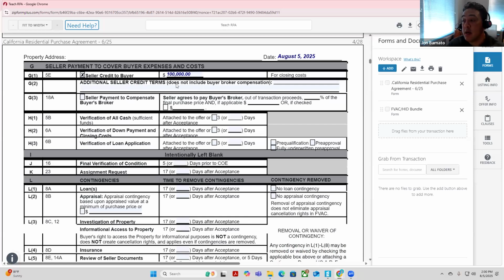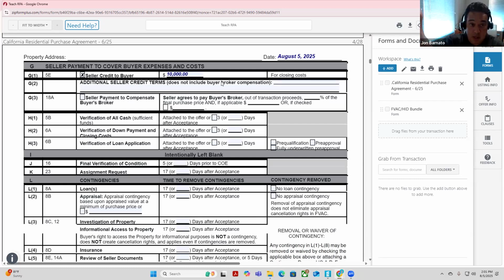Now, please note, additional seller credit terms. If there's any additional terms in there, sorry, I put 10,000, I mean 100,000. I was putting 10,000 in here. But please note, this credit does not cover your compensation. It is a credit to the buyer's closing costs.